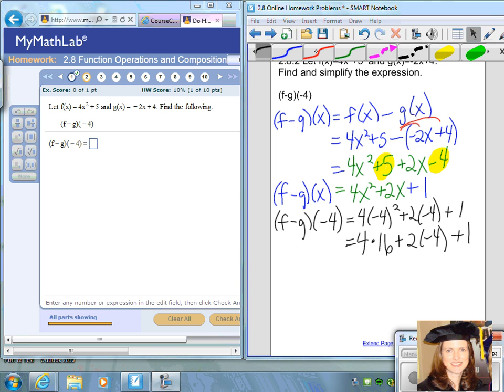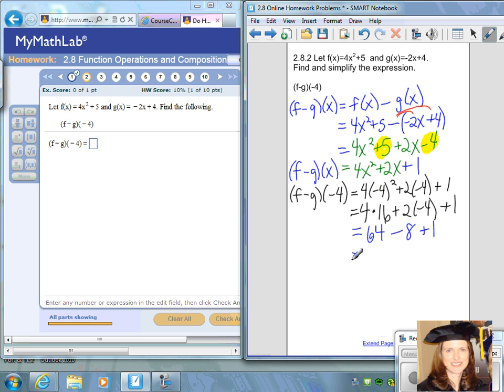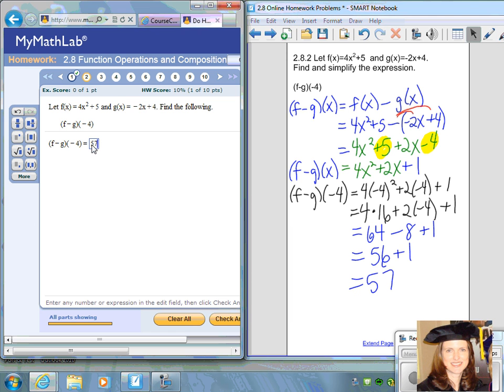Four times 16 gives us 64. 2 times -4 is -8, plus a -8 is -8, plus 1. And then 64 minus 8 is 56, and 56 plus 1 is equal to 57. So our final answer should be 57.